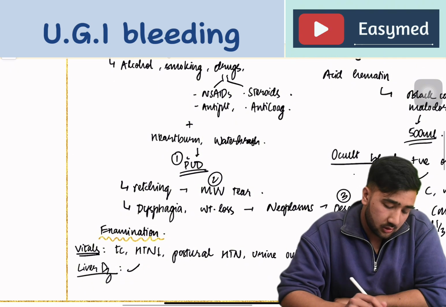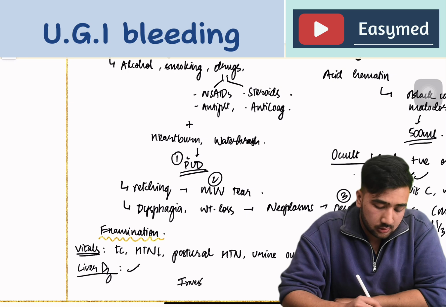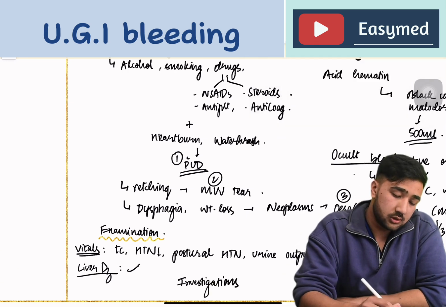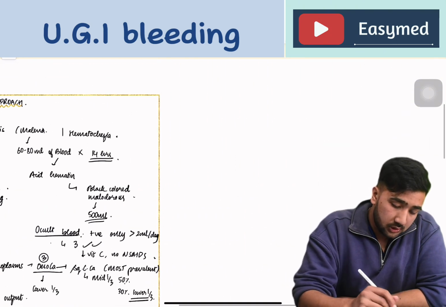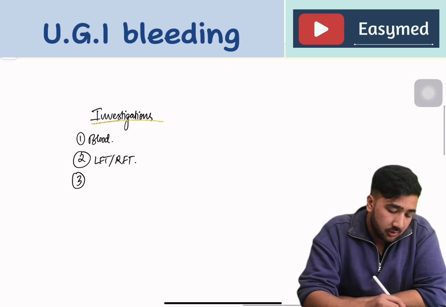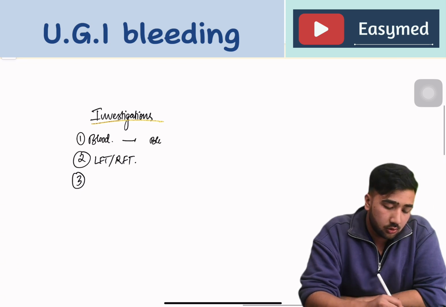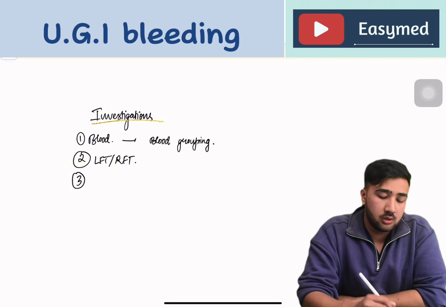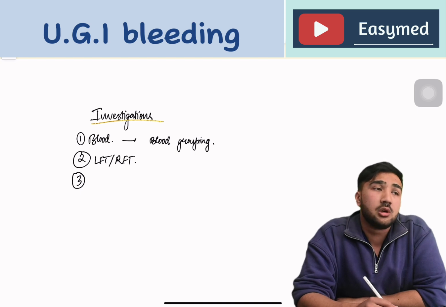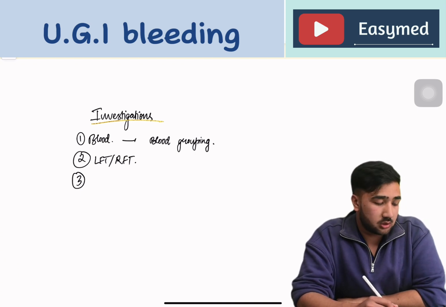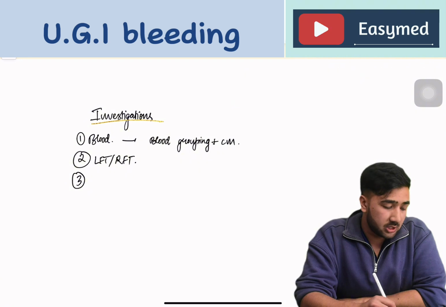After we complete the history and examination, we will go for the investigations. In case of UGI bleeding, in blood investigations we will look for blood grouping and cross matching, because people may be in severe anemia. Severe anemia can occur in long-standing UGI bleeding, or in severe acute bleeding. So we have to go for blood grouping and cross matching.